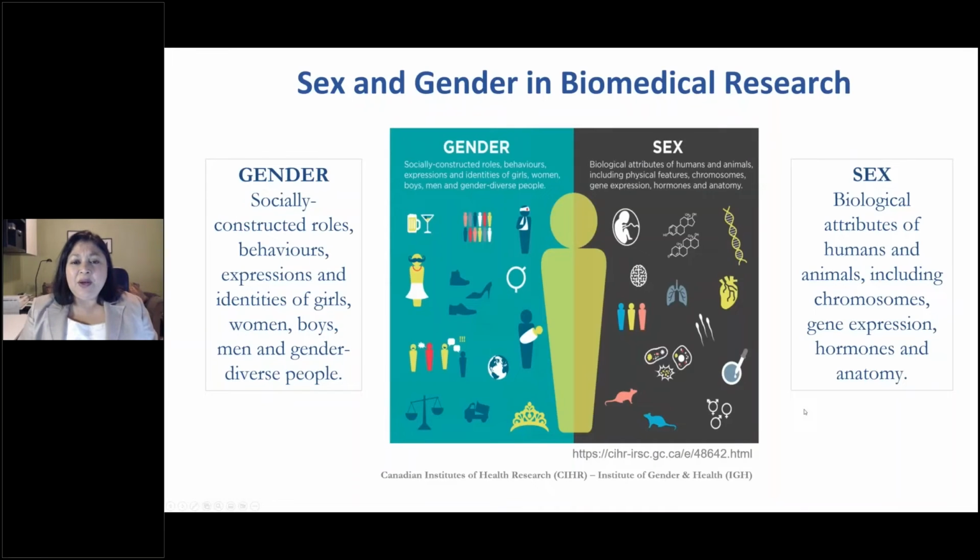So first, let's begin with what is sex and gender and the difference between sex and gender. Sex is the biological attributes of humans, animals, which includes biological components such as chromosomal makeup, gene expression, hormones, and anatomy. So biological sex would include males, females, intersex. Whereas gender is socially constructed roles of behavior, expressions, and gender identities of girls, women, boys, men, and gender diverse people.